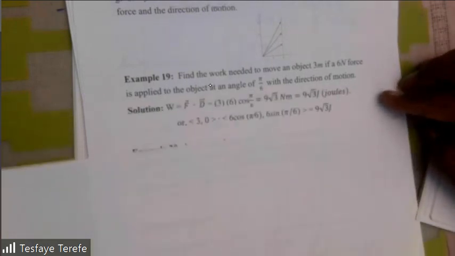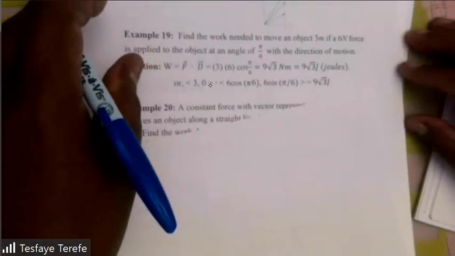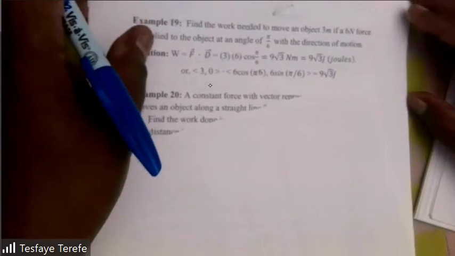Okay, well, this is not really that bad. 3 times 6, which is given, and the cosine of pi over 6. And cosine of pi over 6 is radical 3 over 2. So what you are going to have is 9 square root of 3 Newton meters, which is called joules.